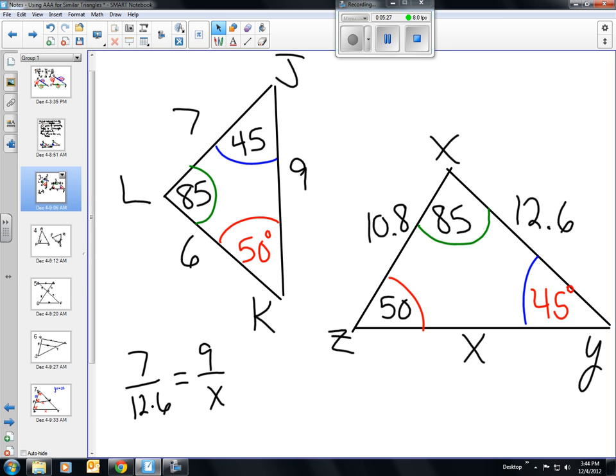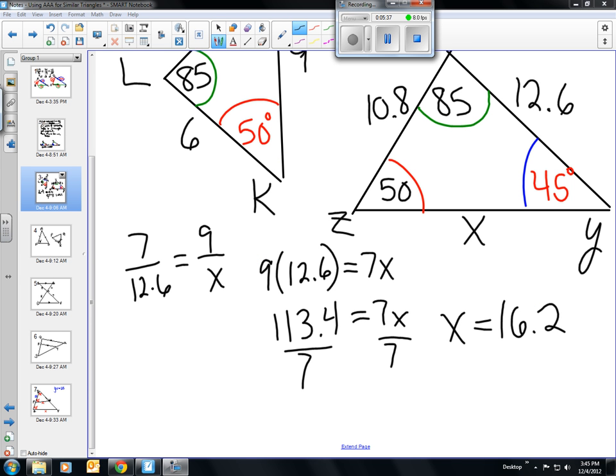So we would use our cross product here. We'd say 9 times 12.6 equals 7x, and then we would solve for x here. And once we solve for x, we get that x is in fact 16.2.